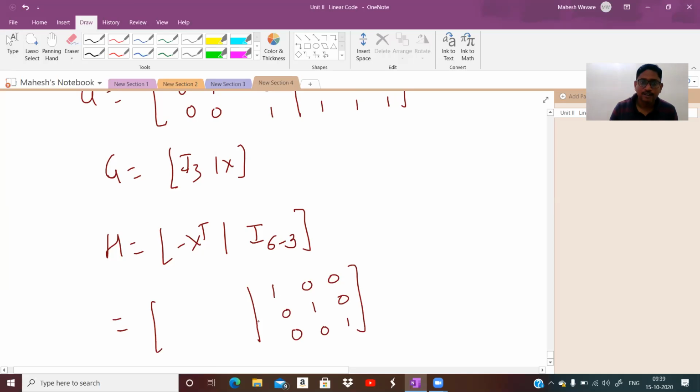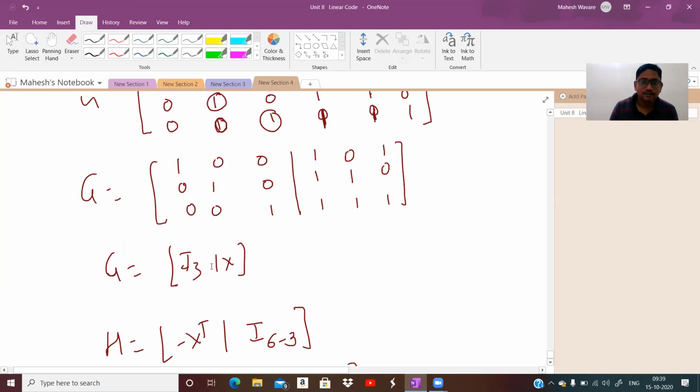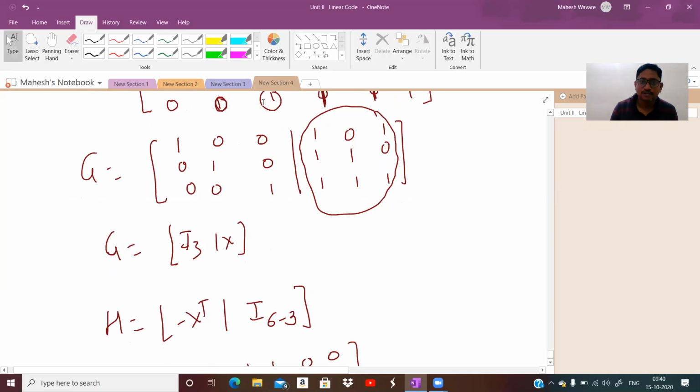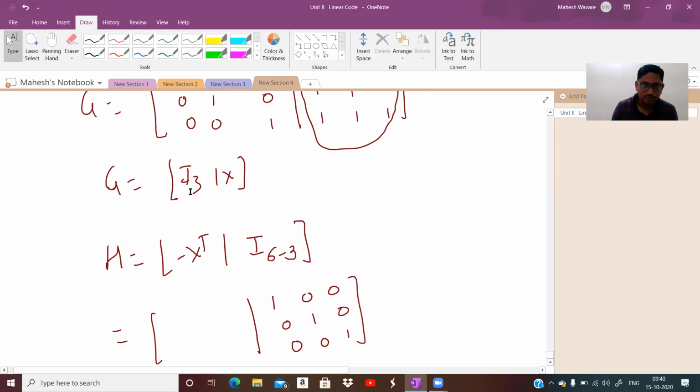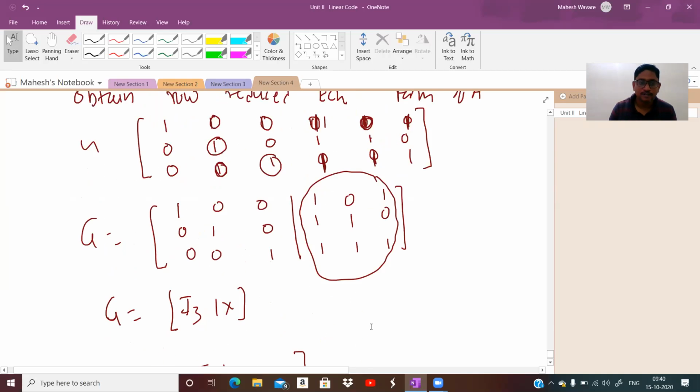And what is X transpose? This is your X. You are writing the transpose of it. Means this column 111 becomes a row. This will be a row. And if we take the product of these, we get the 0 matrix, H into G transpose. 011.